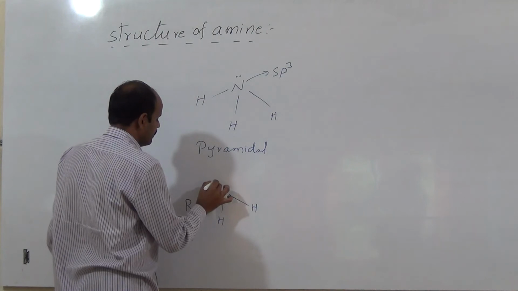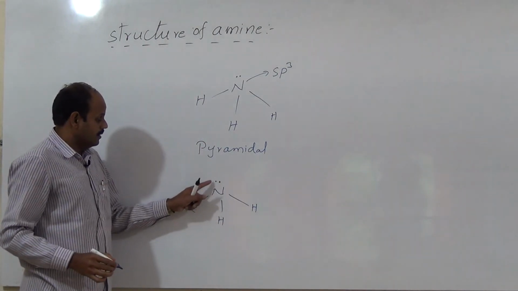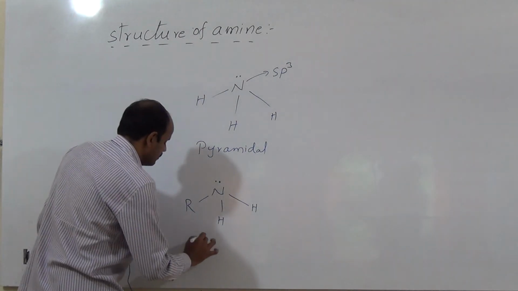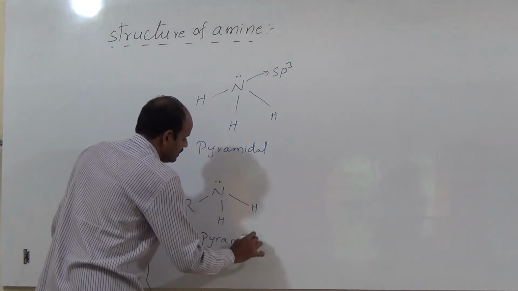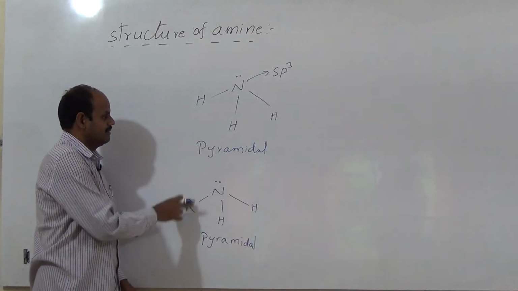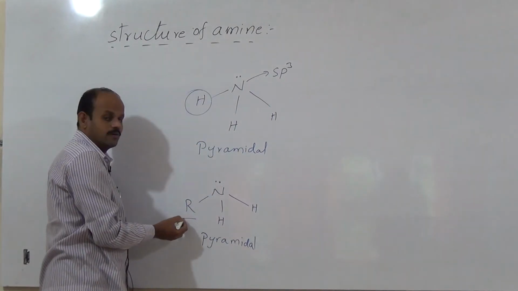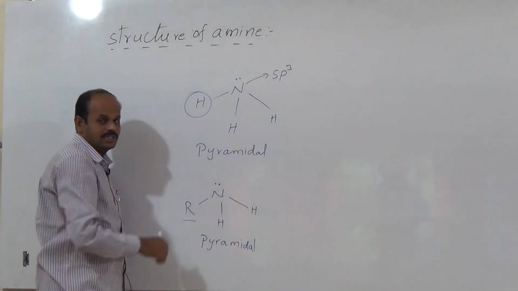Similarly, if you take primary, secondary or tertiary amines, primary amines are NH2. In primary amines, a lone pair of electrons is available on nitrogen, and the shape is pyramidal because the primary amine is derived from ammonia only. One hydrogen atom is replaced by an alkyl group, so it has a structure similar to ammonia, that is, a pyramidal structure.